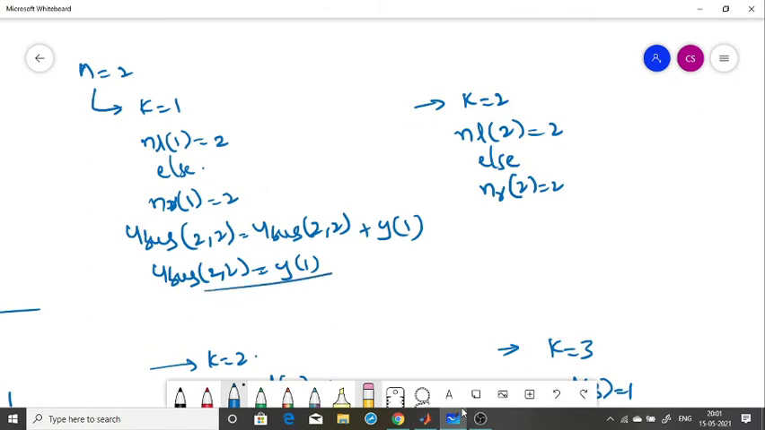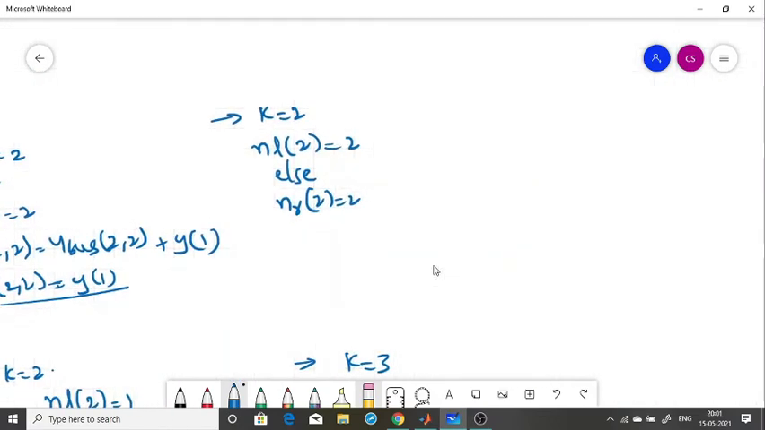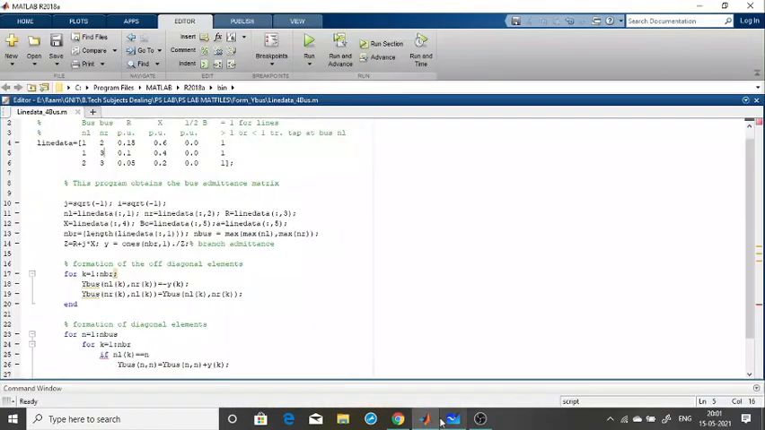Then this one will be your Y bus 2,2. So it is not going to do anything at k equal to 2. It will move to k equal to 3. And again at k equal to 3, it will verify whether NL of 3 is equal to 2 or not. NL of 3 is equal to 2.